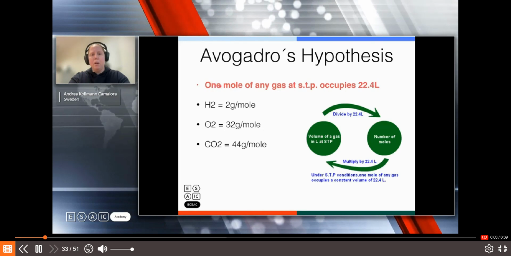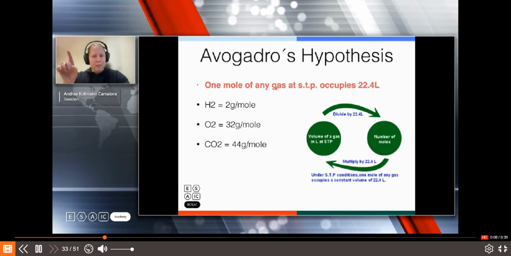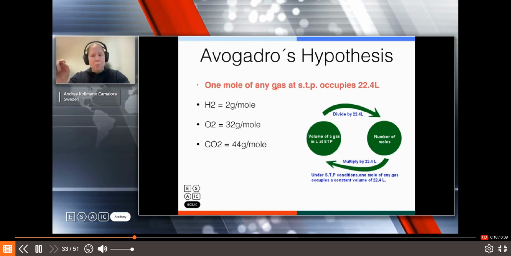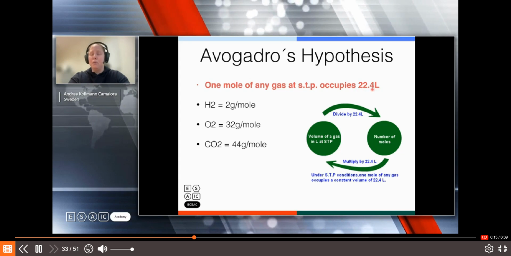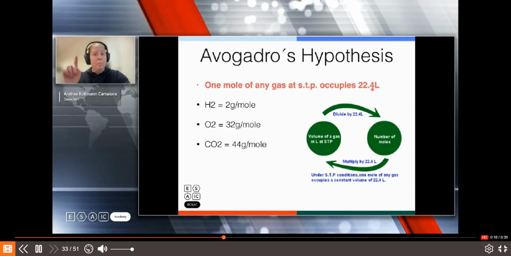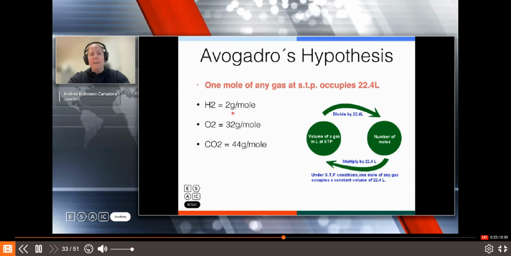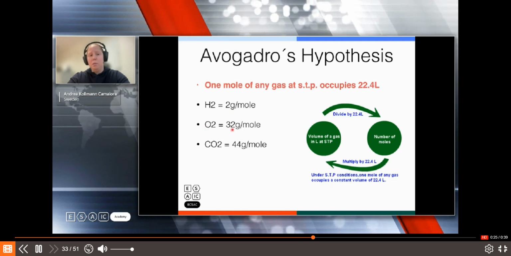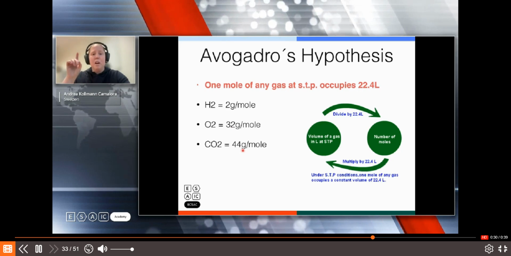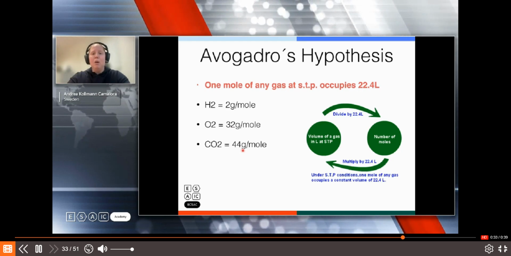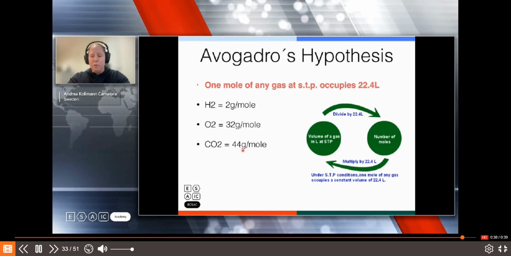So 1 mole of any gas at STP, so at the same temperature, at the same pressure, 0 degrees Celsius, 1 atmosphere, occupies 22.4 liters. It might weigh more because, for example, hydrogen will weigh 2 grams per mole, oxygen 32, and CO2 44. But 1 mole of them will occupy 22.4 liters, the same number of moles.